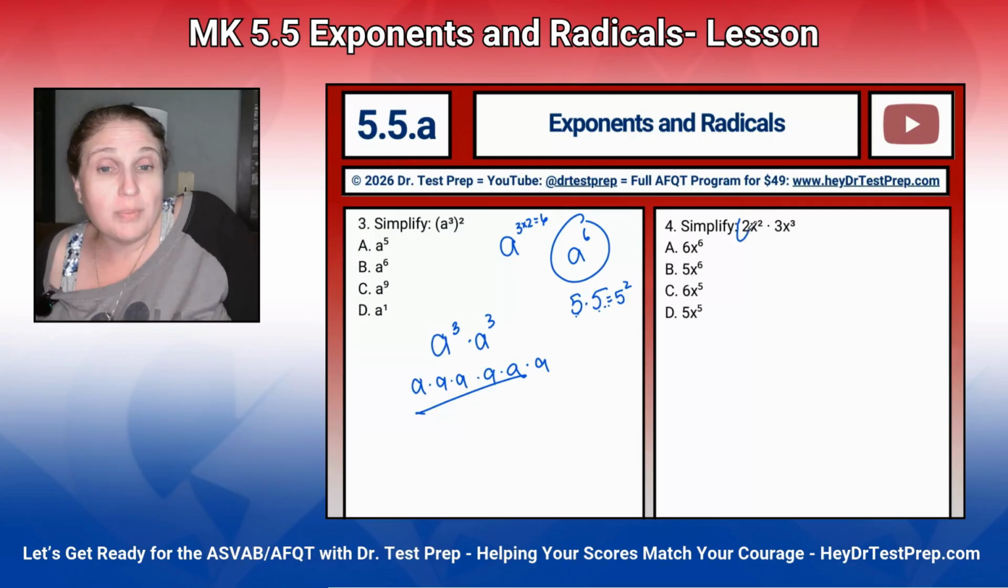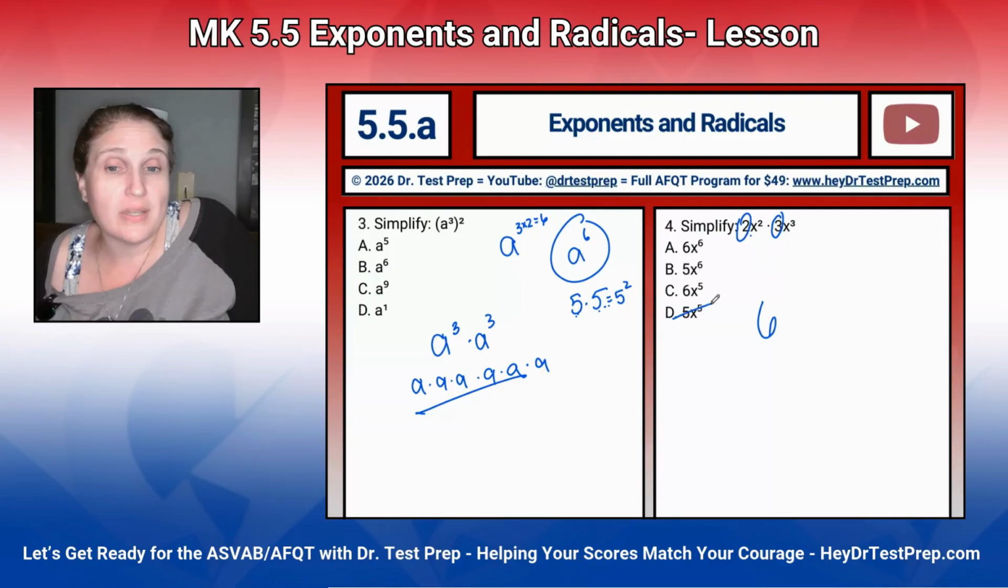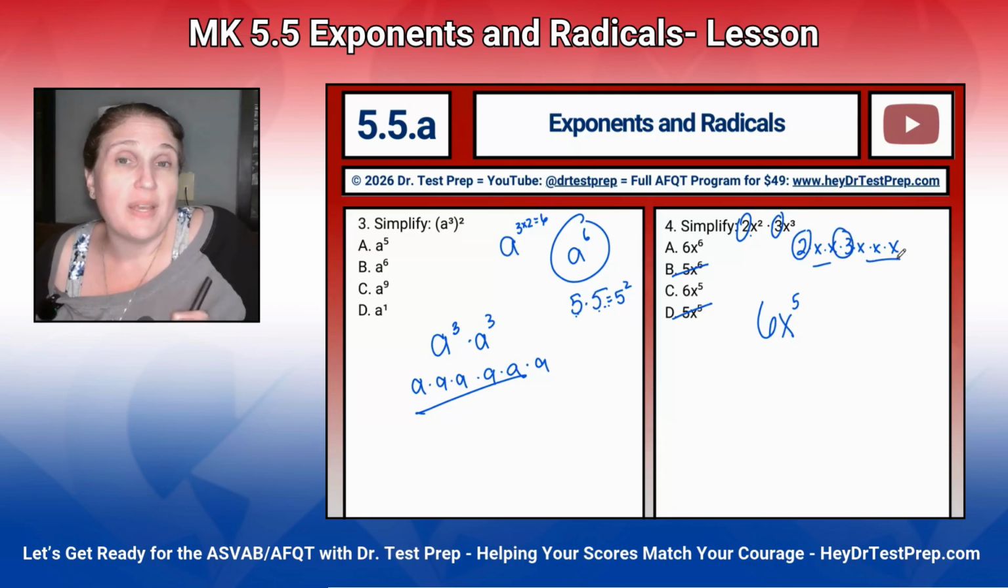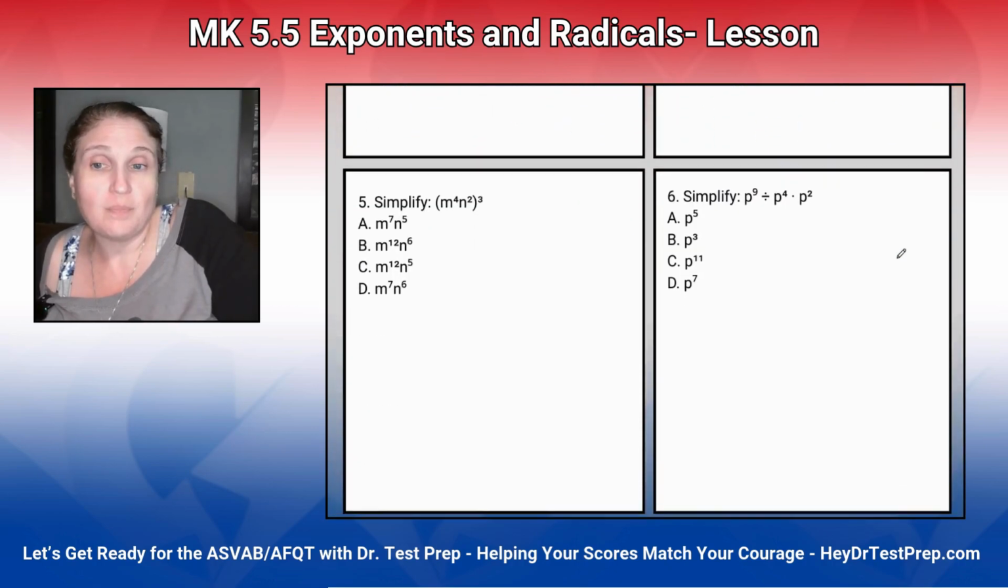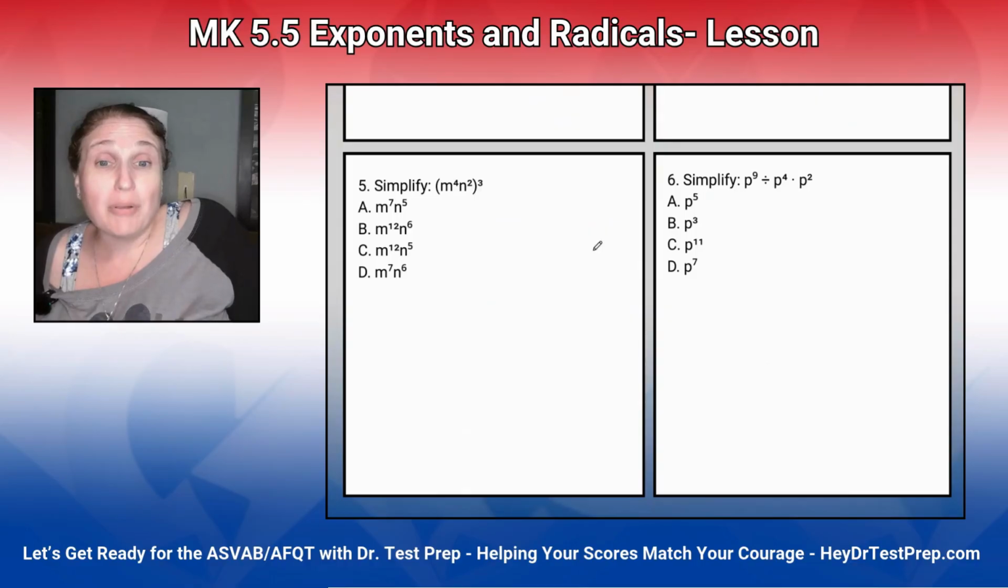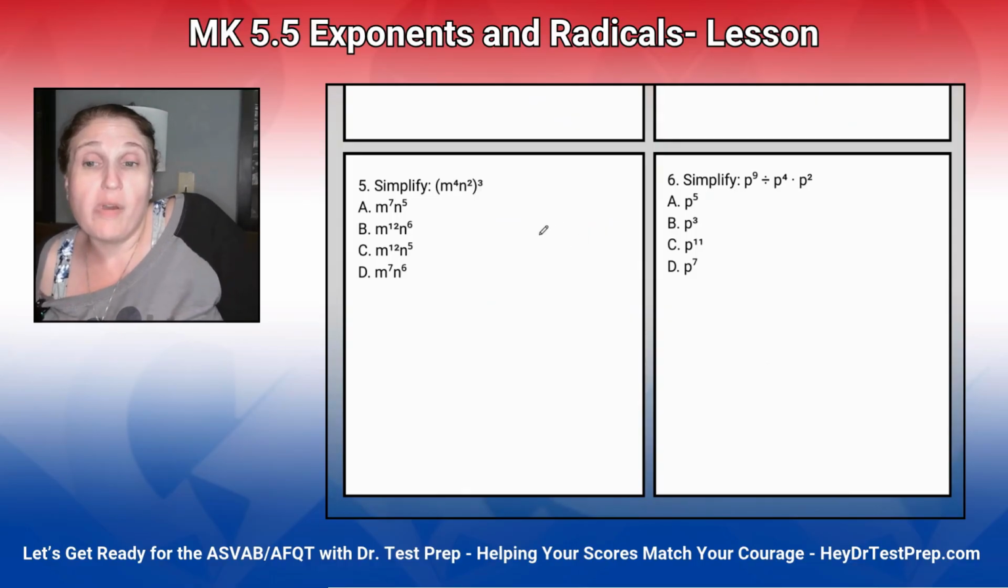Here, we multiply our coefficients. So we've got 2 times 3 is 6, and then we add our exponents, x to the 5th. And again, this is because we're saying 2 times x times 3 times x, all these x's like this. So 2 times 3 is 6, x to the 5th. Here, the power rule is way easier, okay?